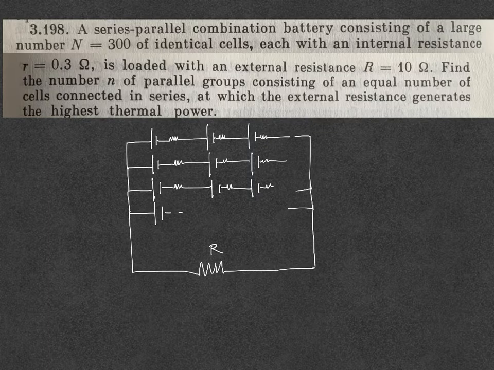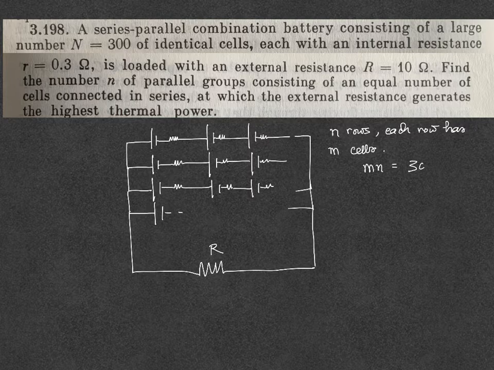Now, so let there be n rows, and each row has m cells. So obviously m into n is equal to 300. So each row has m cells. So suppose the internal resistance is smaller.